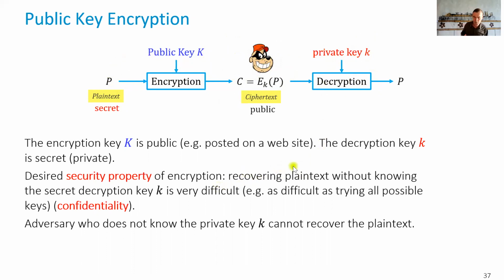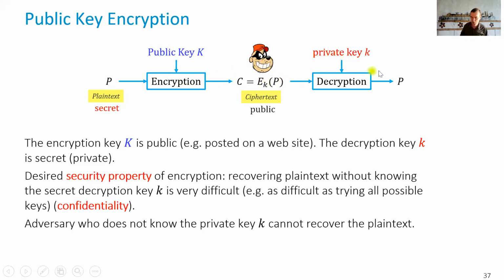So as we saw, it should be practically impossible for somebody who reads the encrypted text and does not know the private key to decrypt and know what the plain text was. So that's the first thing.